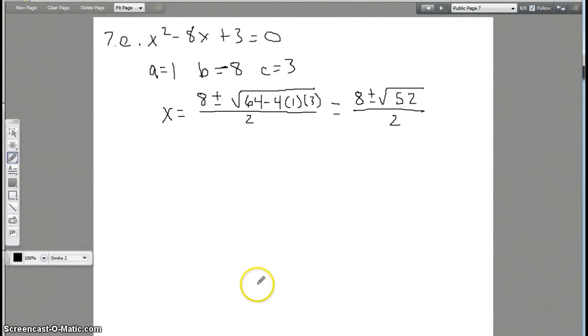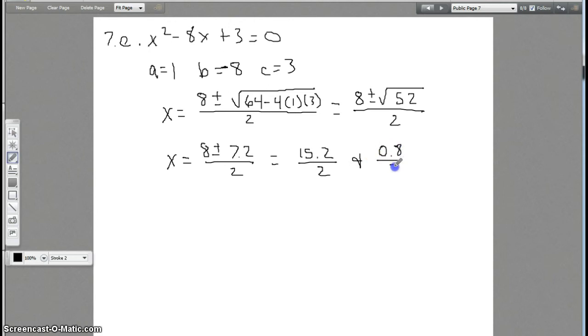And again, on this problem, it says to give the answer in decimal form correct to the nearest tenth. So when you punch the square root of 52 into your calculator, what you're going to find is x equals 8 plus or minus 7.2 over 2, because the square root of 52 is about 7.2. So 8 plus 7.2 is 15.2 over 2. And then our other value is 8 minus 7.2, which is 0.8 over 2.